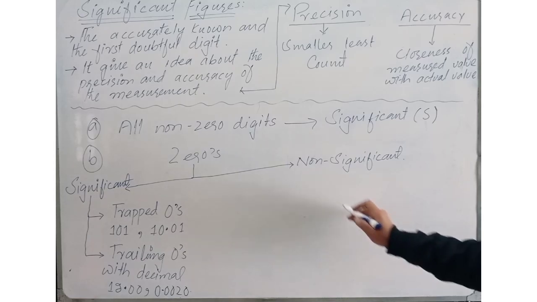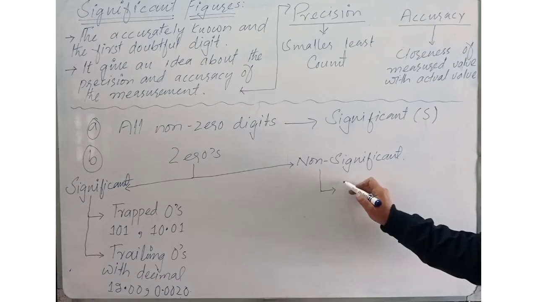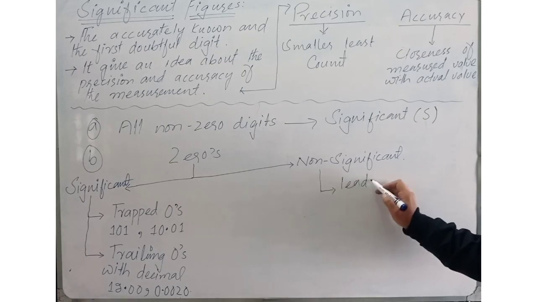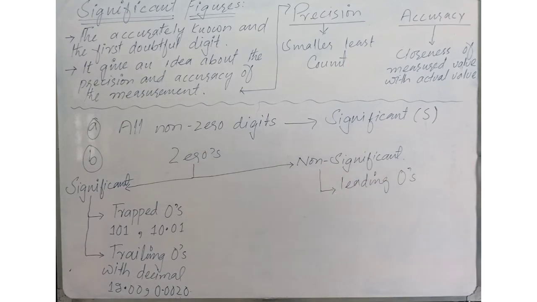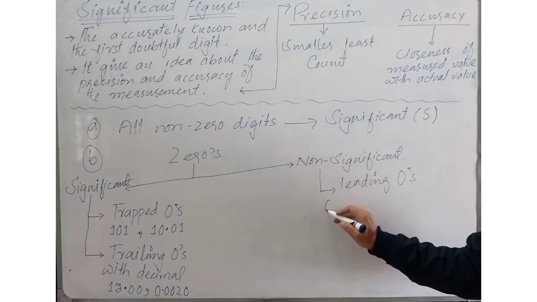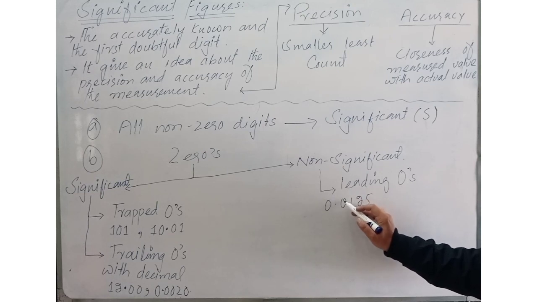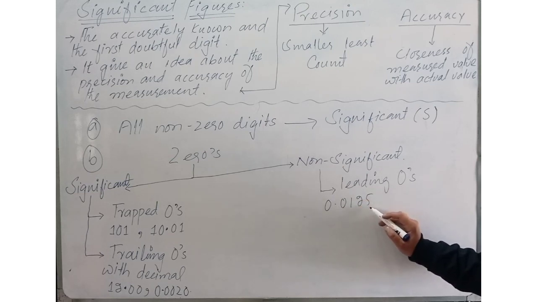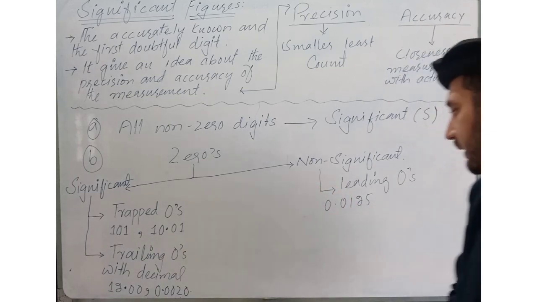So let's come toward non-significant. All leading zeros are non-significant. For example, 0.0125. Let us consider this zero. We have a decimal point, but anyhow it is not trailing, it is actually leading a non-zero digit. So such a zero would be considered non-significant, right?